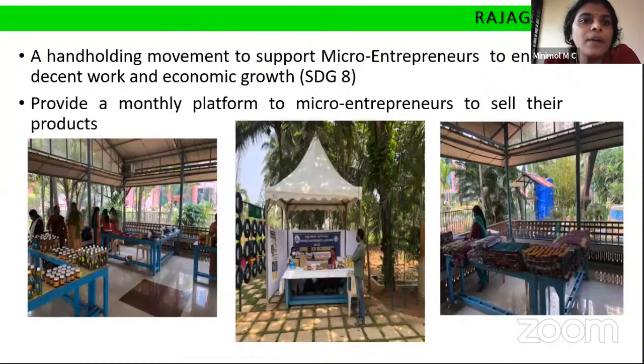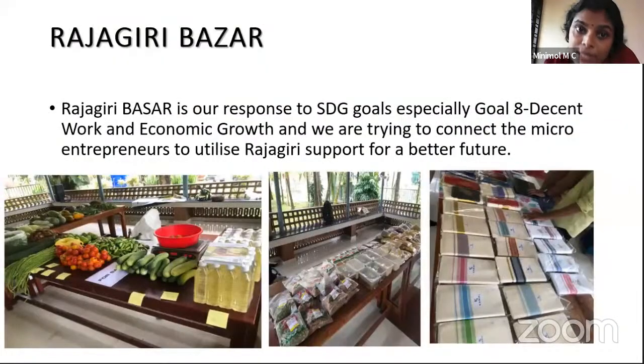Rajagiri Bazaar, a handholding movement to support micro entrepreneurs to ensure decent work and economic growth, aligned with SDG Goal 8. This Bazaar aims to provide a monthly platform for micro entrepreneurs to sell their products. Rajagiri Bazaar is our response to the SDGs, especially Goal 8, decent work and economic growth. And we are trying to connect micro entrepreneurs to utilize Rajagiri support for a better future.